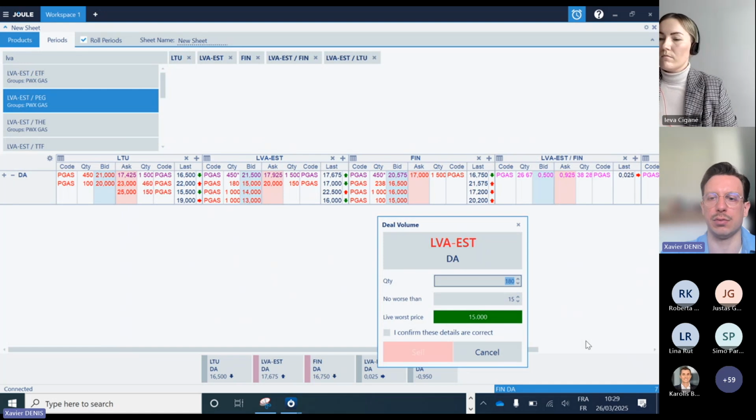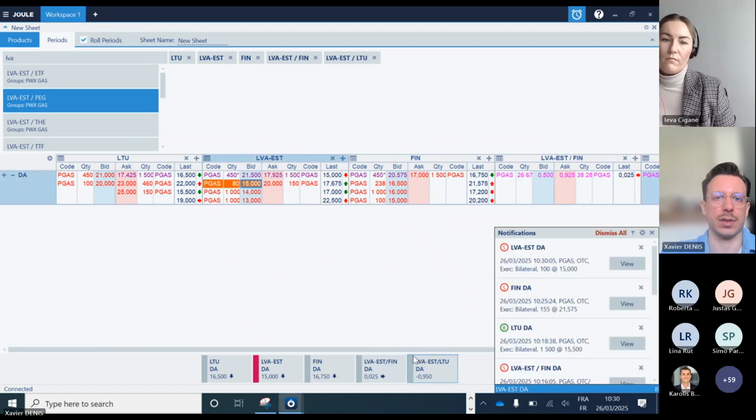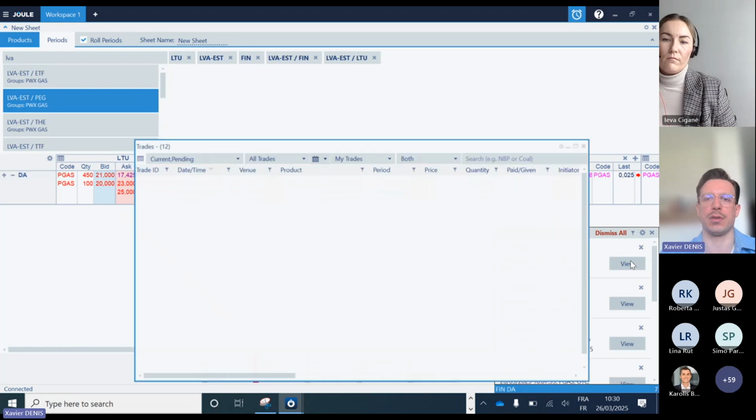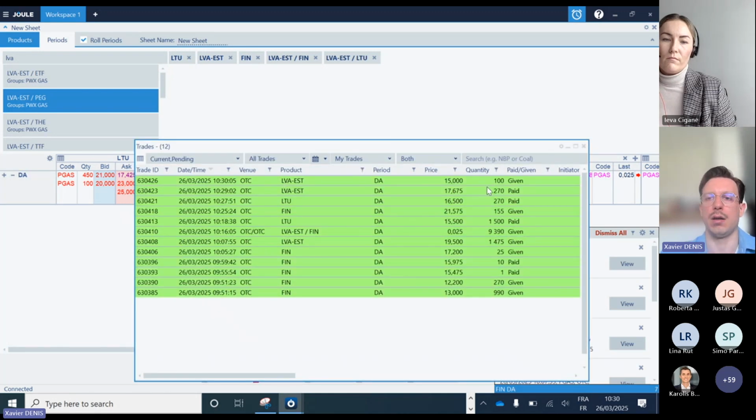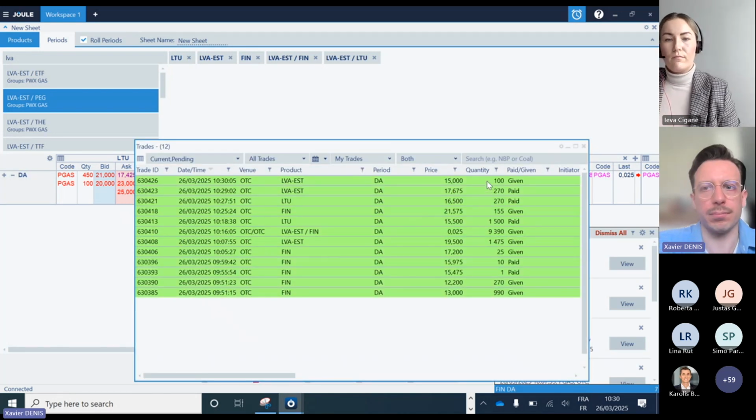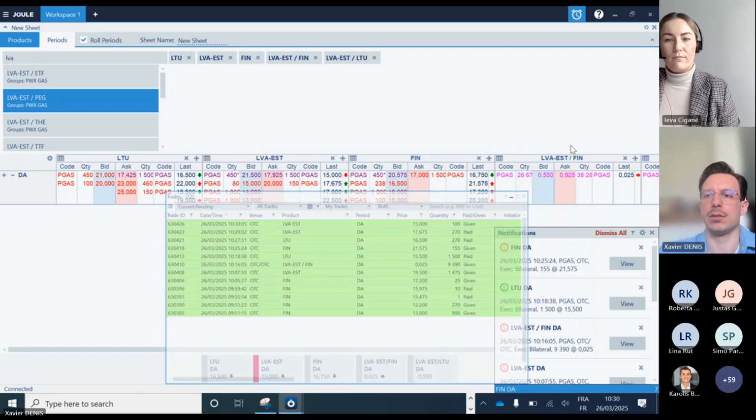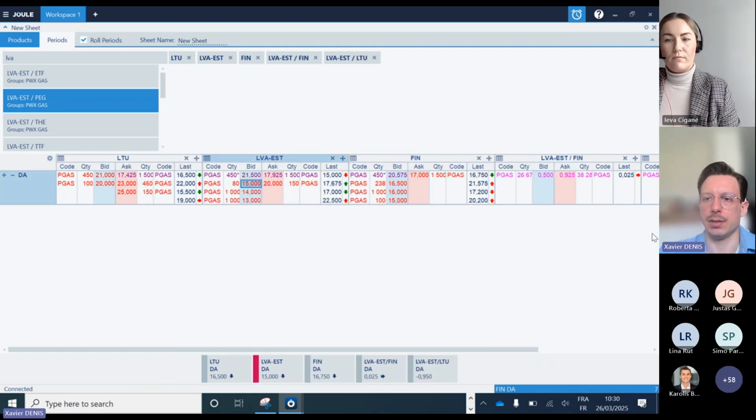So let's say you only want to trade 100 megs, you will be able to trade directly the next limit. So here you go. I just traded a firm order on Latvia-Estonia. That was the second limit. That will be it for me. So I leave it to you, Carolis.